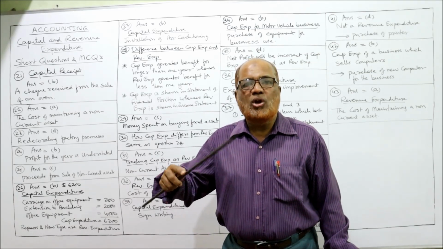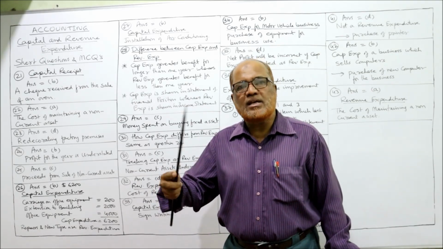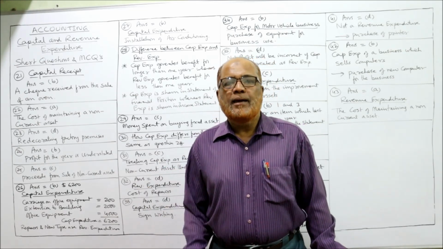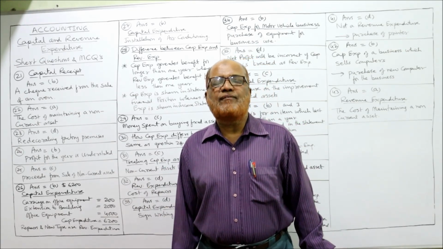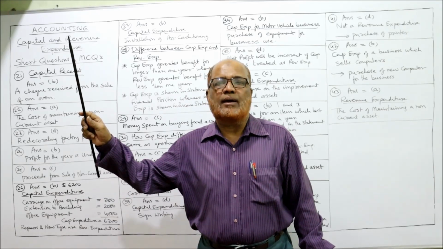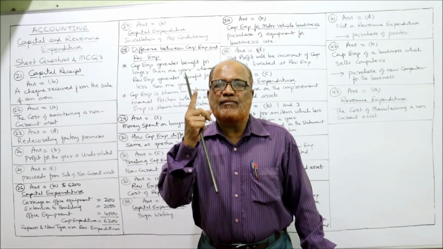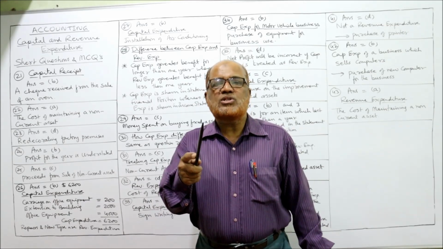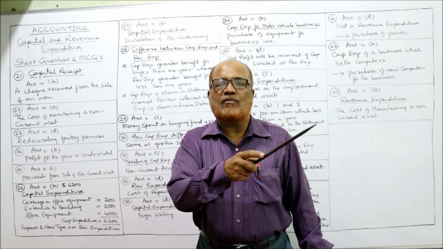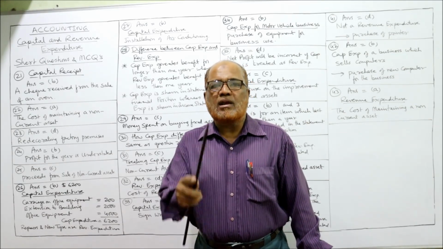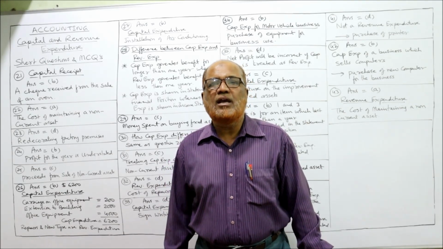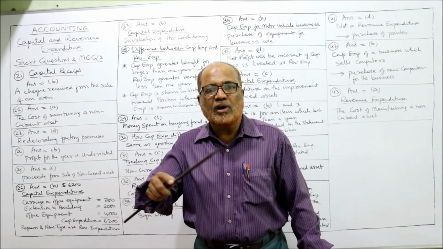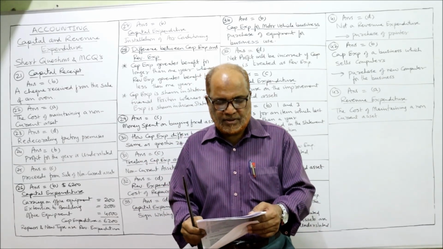Second difference, capital expenditure is non-recurring, whereas revenue expenditure is recurring expenditure. Third, capital expenditure will give the benefit for a long period of time. Revenue expenditure will give the benefit only for 1 year. Next difference, capital expenditure will be taken in statement of financial position. Revenue expenditure will be taken in income statement. That's it. The 4 differences just now I have explained.